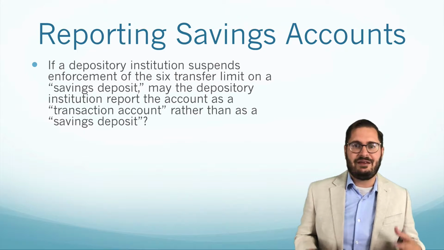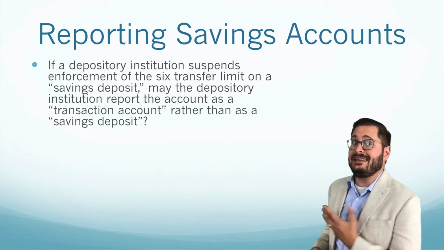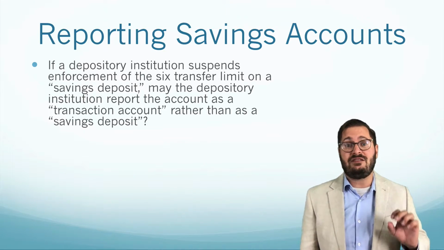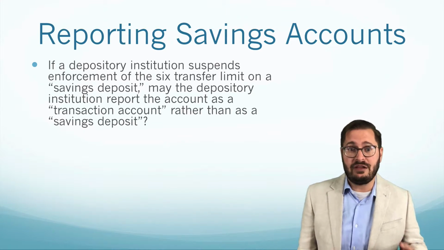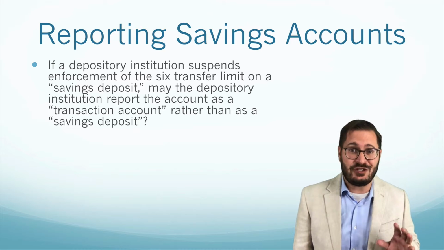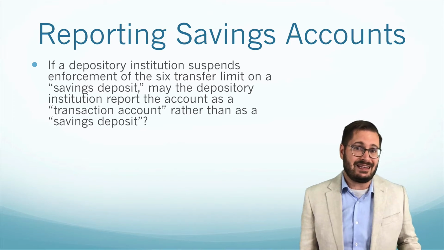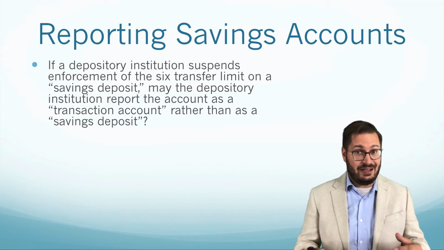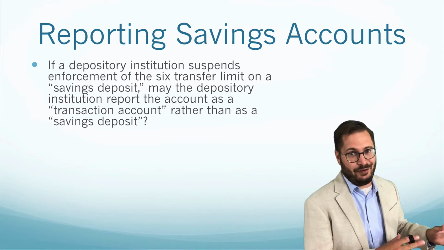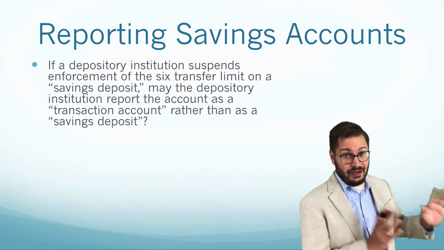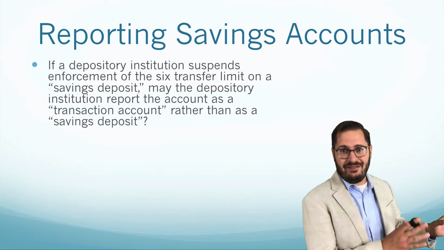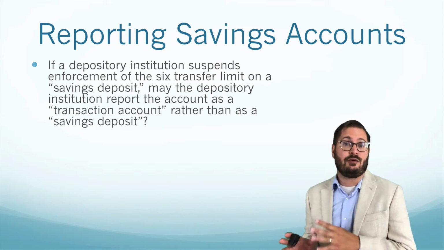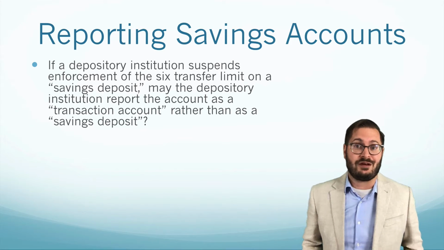So the question that I've seen quite a few financial institutions ask is this: if a depository institution suspends enforcement of the 6 transfer limit on a savings deposit, may the depository institution report the account as a transaction account rather than reporting it as a deposit account? It's a good question. If you're no longer monitoring the savings account for restricted transactions, which in the past has made it a savings account, do you still have to report it on your special reports as a savings deposit, or can you call it a transaction account? And do you need to call it a transaction account if you are not monitoring it, which is one of the questions I've seen come up several times as well.